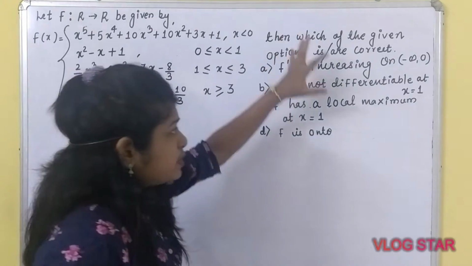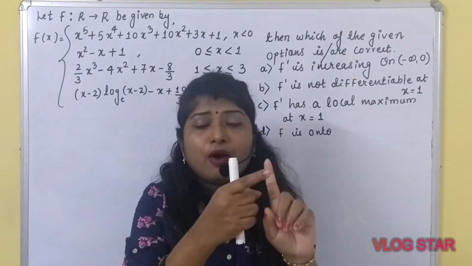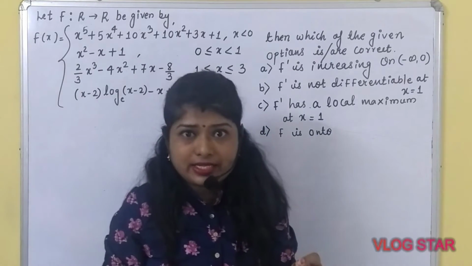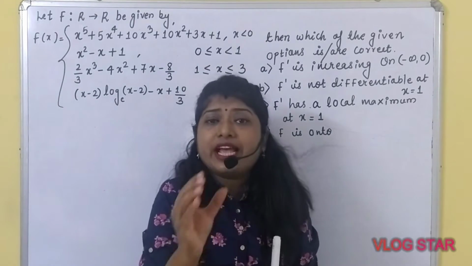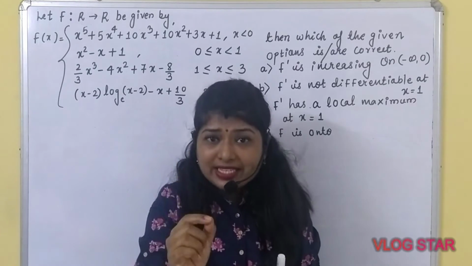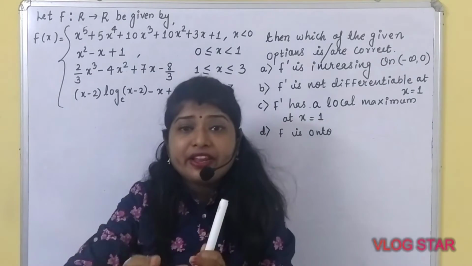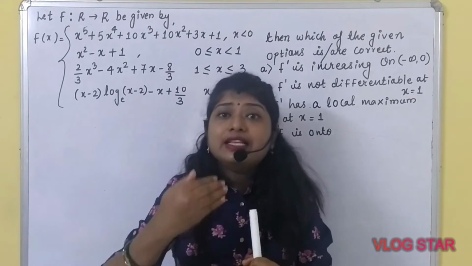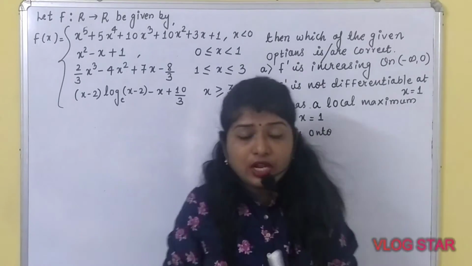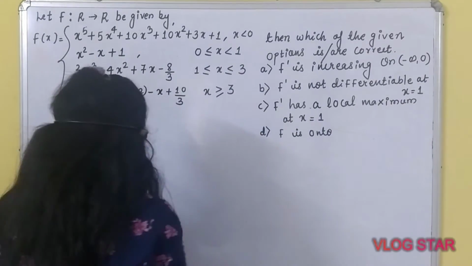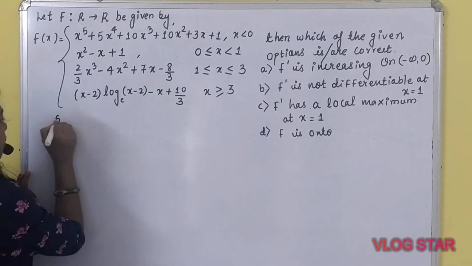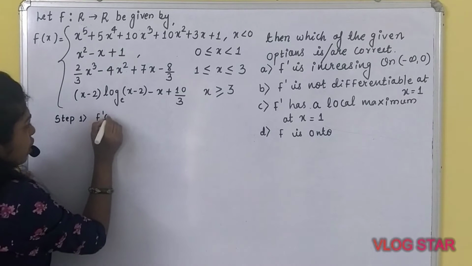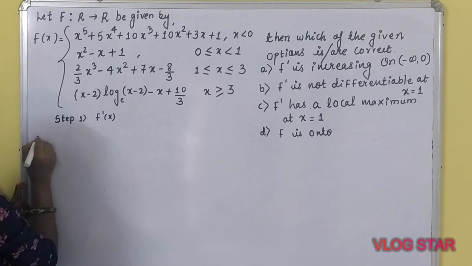To solve this particular problem, first you have to find f dash of x and f double dash of x. As you know, f dash of x is nothing but the derivative of the given function, and f double dash of x is the second derivative of the given function. So let's begin with step number 1. As per step number 1, we need to find f dash of x.